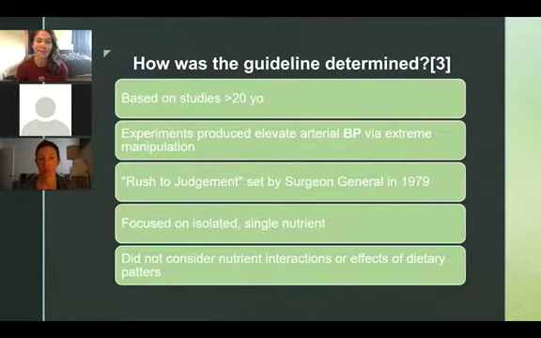found some mice that were salt sensitive, which I know we want to bring up later with Marshela, but there was just this huge rush to judgment and to create a guideline in 1979. But again, it was just this isolated single nutrient, not considering nutrient interactions or effects of dietary patterns. So I think nutrient interactions sounds like the food matrix, right?